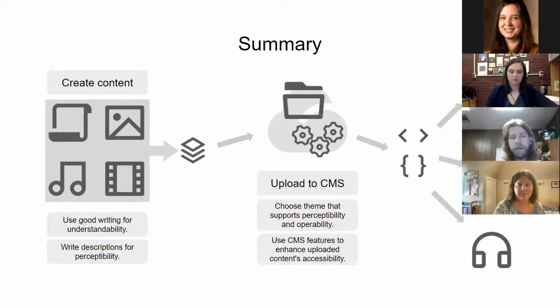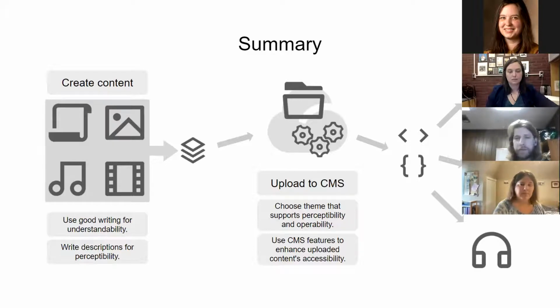Because like I've talked a lot about mostly people with seeing problems as the example through the slides that I've discussed, but there are also other kinds of disabilities, mobility disabilities as well as cognitive disabilities, and making sure that your content is written well can help with that understandability in the core framework. Once you have your content, you upload it to your CMS where you've chosen a theme that supports perceptibility and operability by making it easy to move around the website.